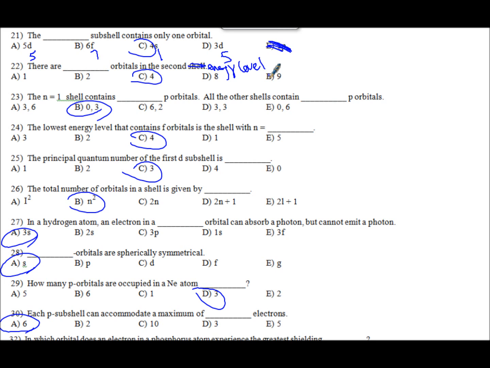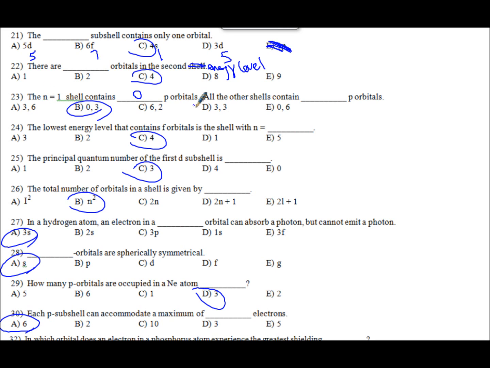Number 23, if the n is equal to 1, the shell contains blank p orbitals. N is equal to 1. The first answer is 0. This is the first energy level. On the first energy level, there are no p orbitals. You might have an s, but there's blank p. There's 0 p orbitals on the first energy level. So you would just have s's.